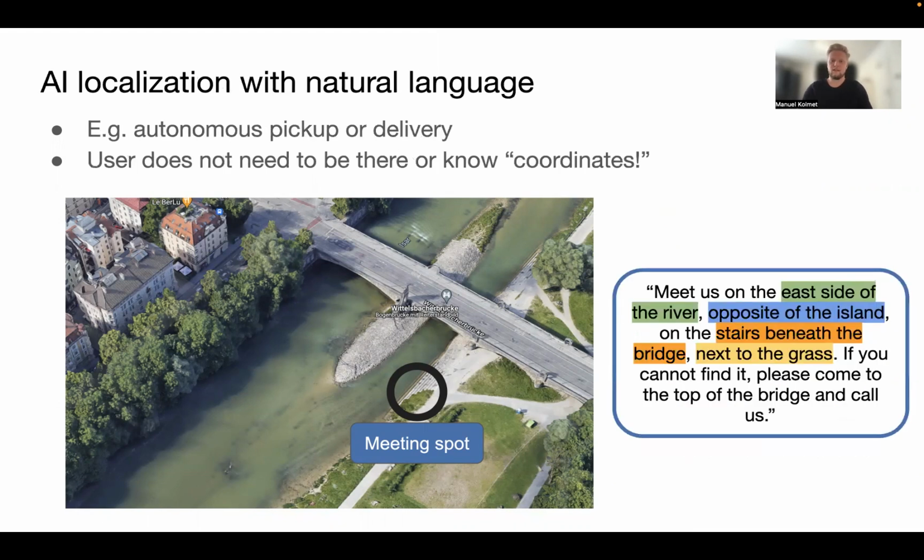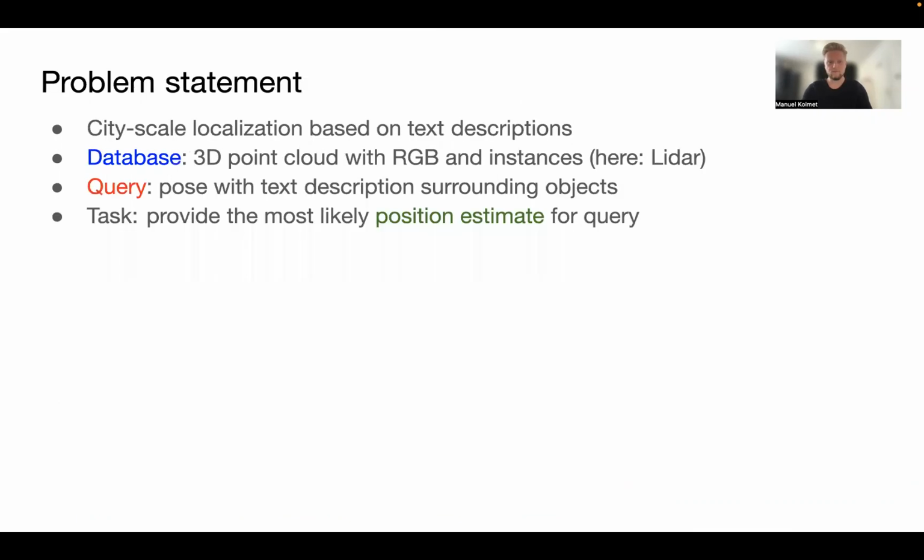So this gave us the idea to extend AI-based localization to natural language-based queries, which can then be used to schedule autonomous vehicle pickups or deliveries, and users should be able to do this without being at the place or even knowing any technical coordinates.